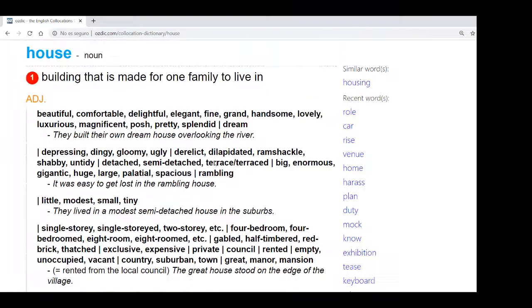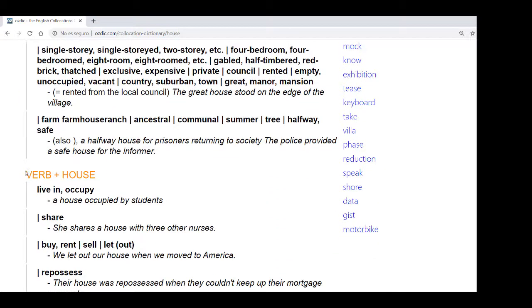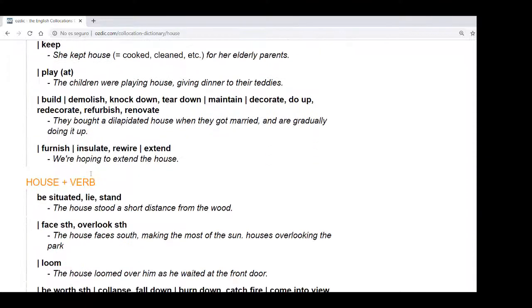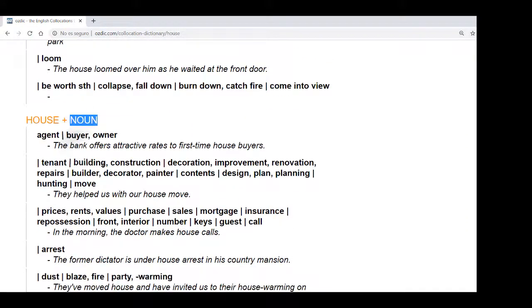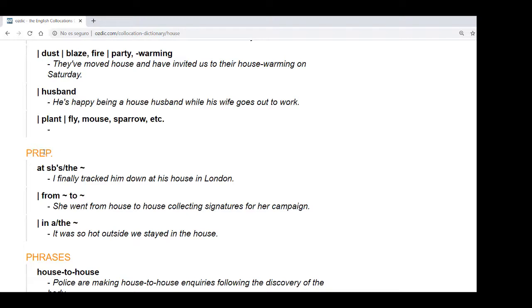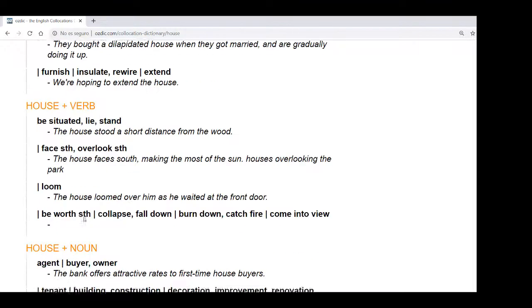And here you can see that the word house can be pre-modified by an adjective. It can also be preceded by a verb, or the word house can be followed by a verb. The word house can also be followed by a noun, and it can also be introduced by a preposition, and it can also be used in different phrases.